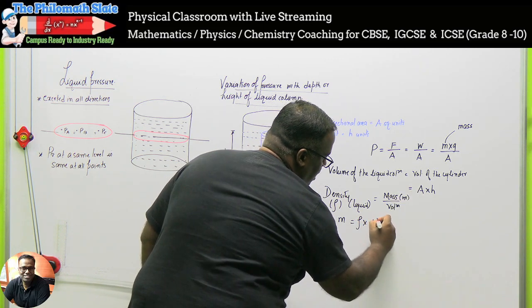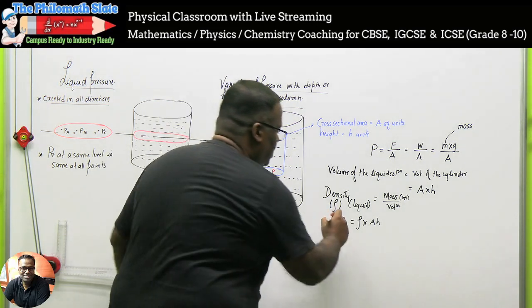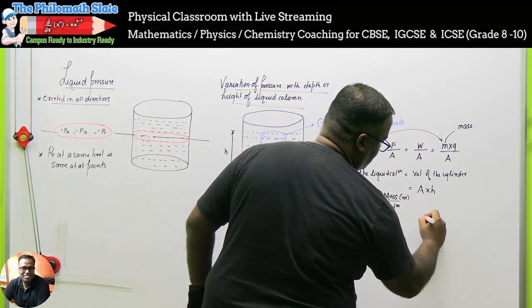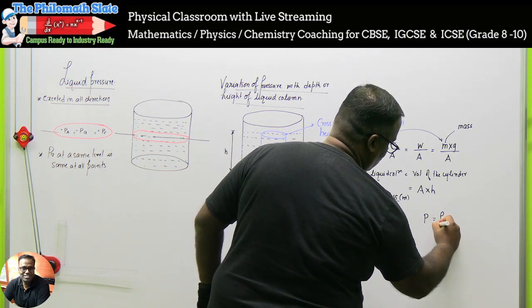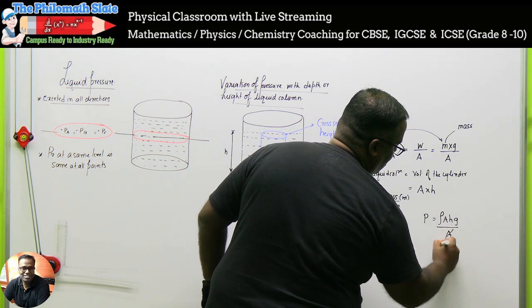Volume is what? Okay? Now let us punch this in here. Shall we punch it here? So pressure becomes equal to rho A H G divided by A. Now A strikes out A.